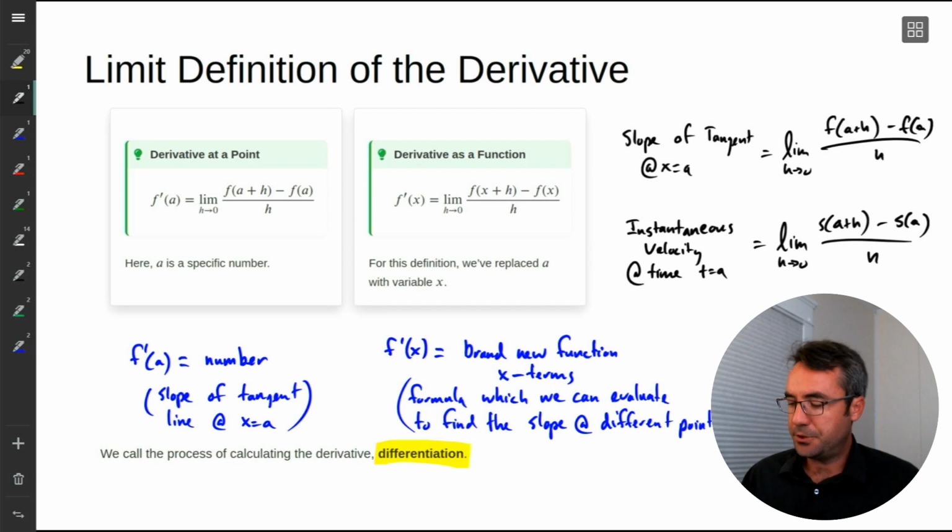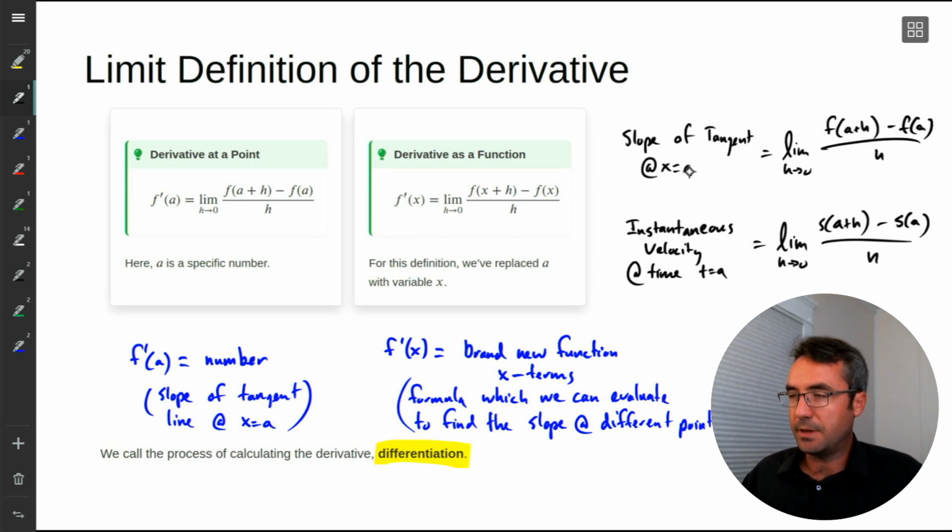So we saw these two different applications here, and it turns out there's a bunch of other applications too, depending on which field you're interested in, biology, economics, where these types of limit calculations show up. This type of limit shows up so frequently that we want to give it a special name, and we call it the derivative. So really that's what we're defining here.